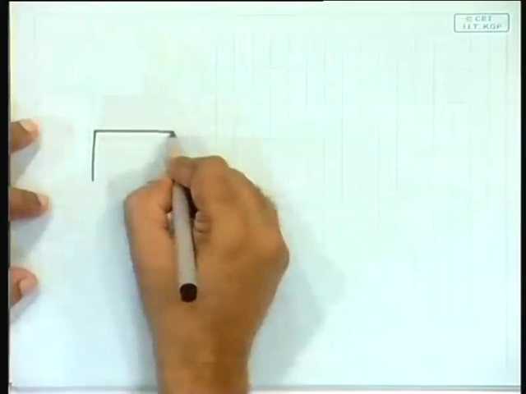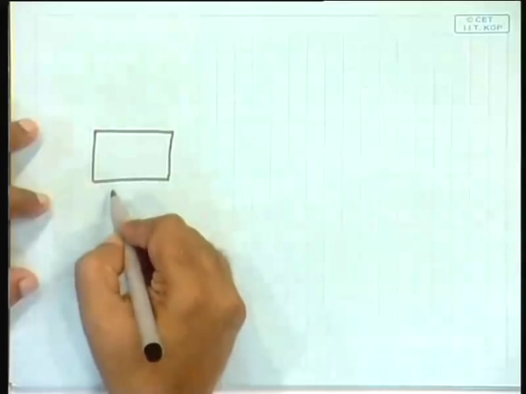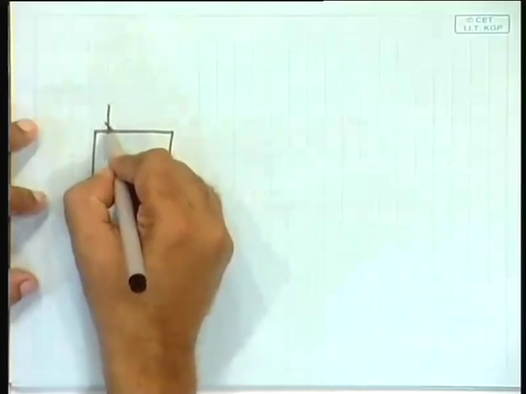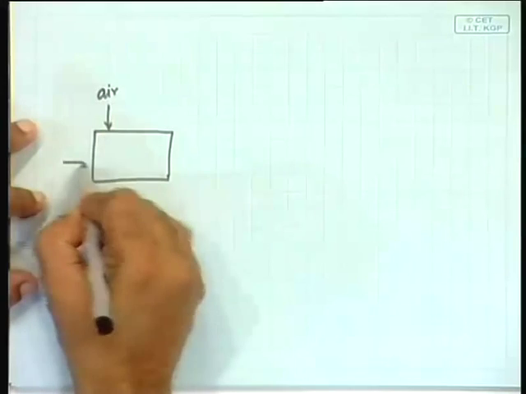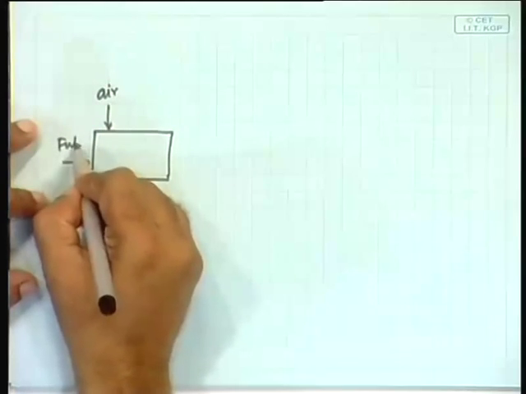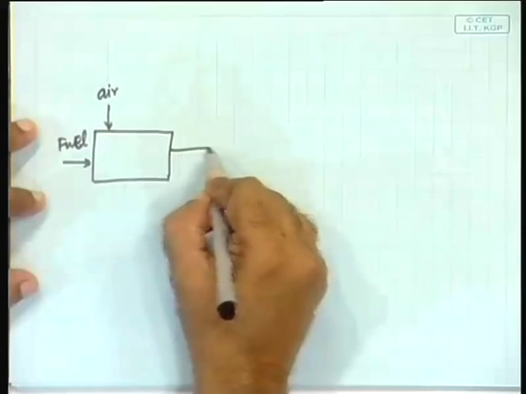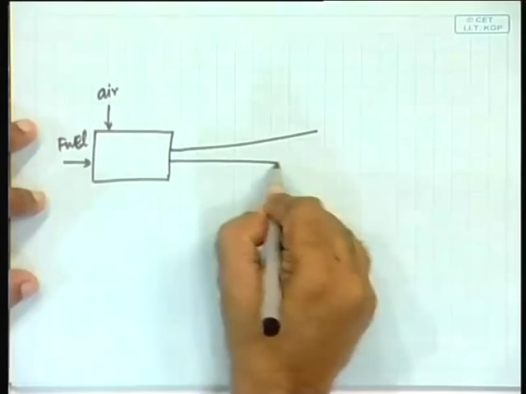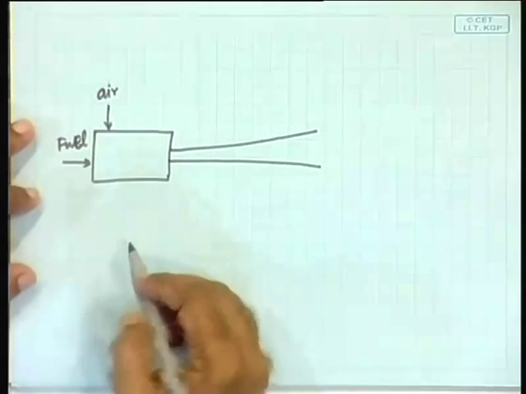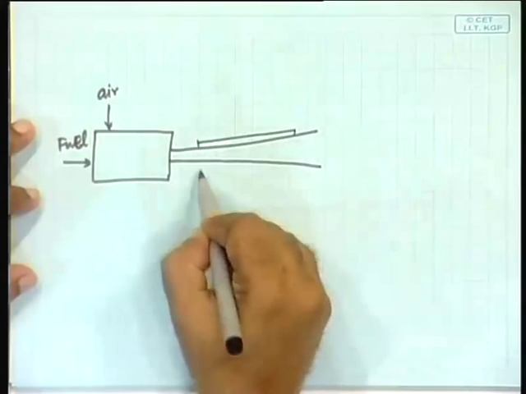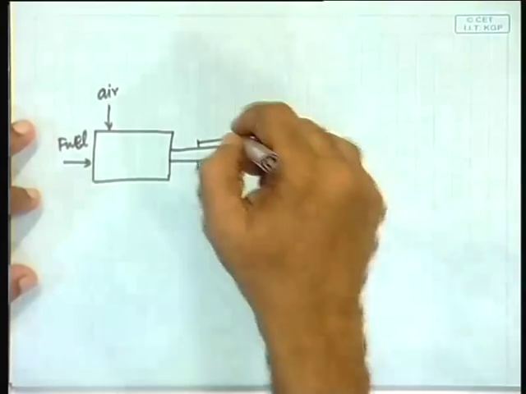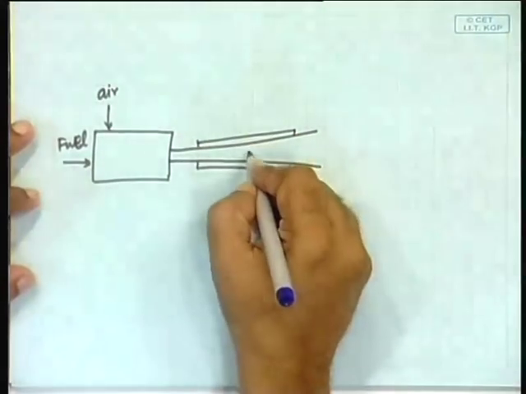The structure of the MHD generator would be something like this: you will have a chamber in which you will have the injection of air and injection of fuel. So, this is the combustion chamber. From the chamber, it will be going out like a nozzle. And the electrodes will be on the two sides of the nozzle, and the magnetic field will be perpendicular to it.